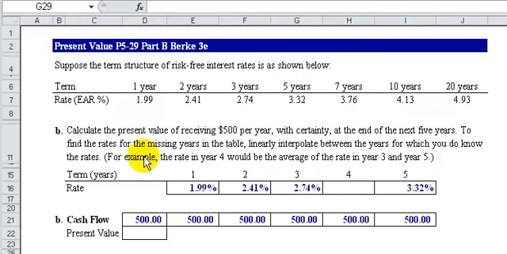Now we're only going to solve part B, and part B asks us to calculate the present value of receiving $500 per year with certainty at the end of the next 5 years. To find rates for the missing years in the table, we're asked to linearly interpolate between the years for which you don't know the rates. And then they say for year 4, and if you see here we're not given year 4, you average years 3 and 5. Okay, so right there we've got to average years 3 and 5.